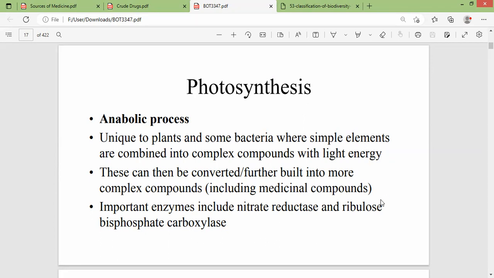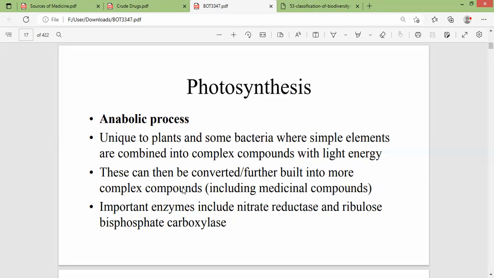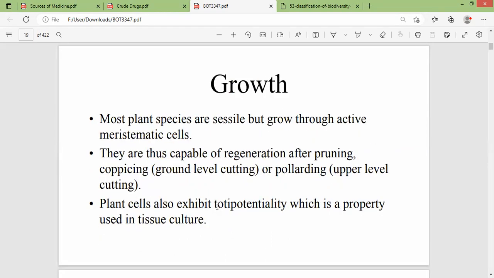Glycogenesis, we know that the word genesis means formation. Any genesis that is anabolic, we are forming something. Then catabolic, we know, is lysis: glycolysis, lipolysis, glycogenolysis. We are breaking down something. So just know photosynthesis is anabolic. We form complex sugars from smaller things such as CO2 and all that.